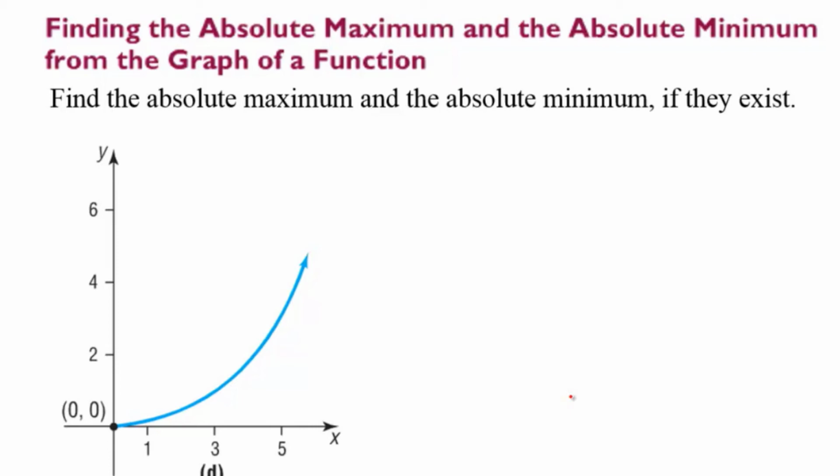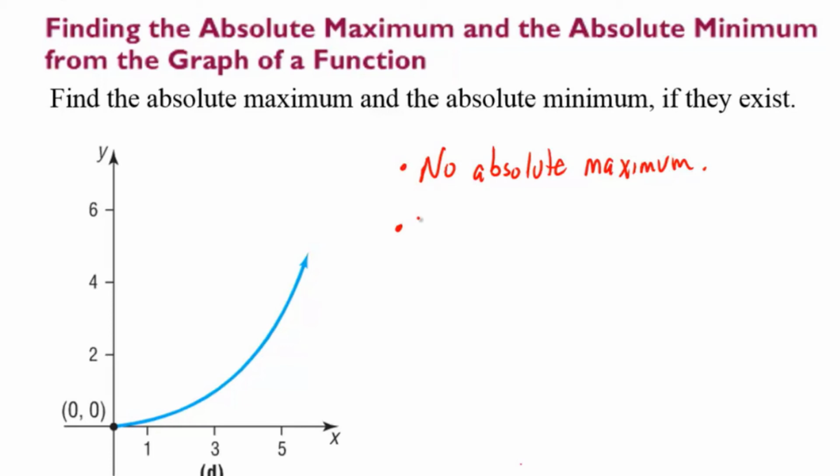Is there an absolute maximum? No. How do we know that? There's an arrow on the end of the graph that suggests that the graph is going to keep increasing. And so you can't identify any local or absolute maximum. So we would say no absolute maximum.